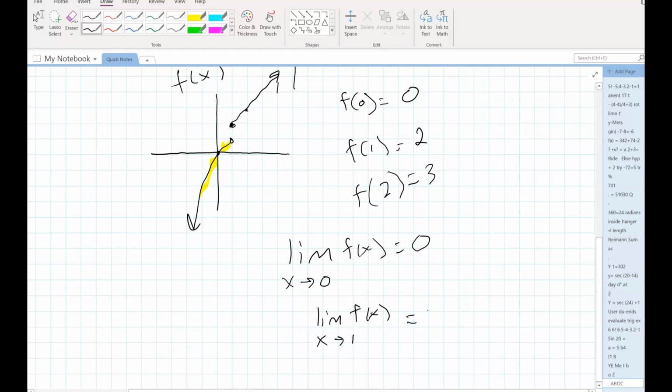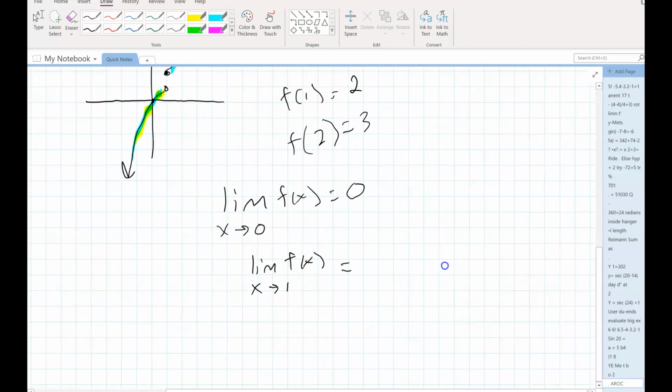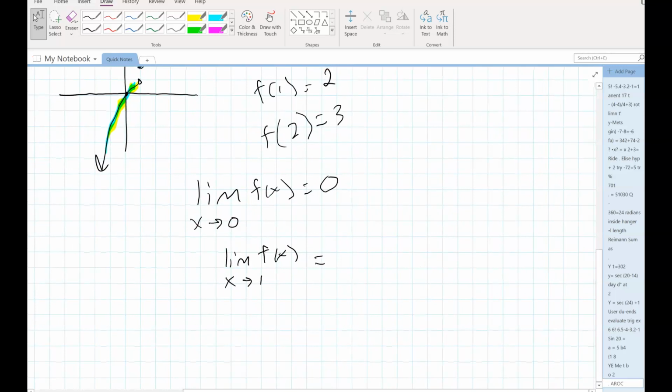Now, what happens when I do the limit of f of x as x approaches 1? Once again, I'll pick a different color here. I'm coming at 1 from 2 different directions. So x is approaching 1, which means my y value is doing that. If I approach 1 from the other side, y is doing this. And the interesting thing is, as x approaches 1 from 2 different sides, the y values are doing 2 different things. You can see that there, right?